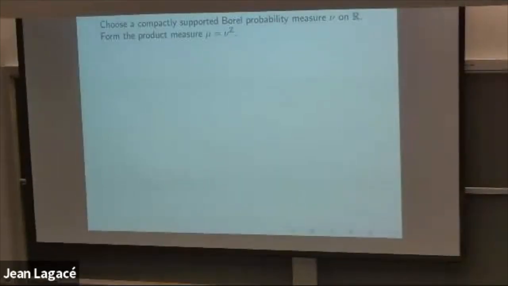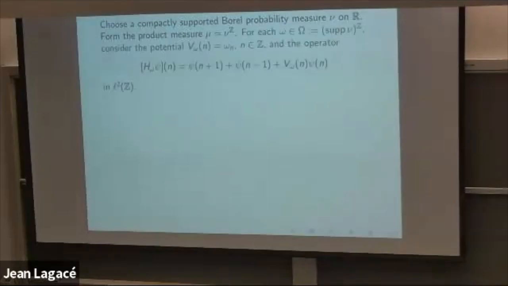If I want to get an IID sequence where each component comes from mu, I have to look at this product measure, mu to the Z. This will be a measure on the sequence space, sequences with values in the support of mu. These bi-infinite sequences with values in the support of mu, I want to consider as potentials for Schrödinger operators, right? I'm sure you've seen all these things before. So this potential V_omega I put here, I put the discrete Laplacian in here, and I get an operator in L2 of Z. This is called the one-dimensional Anderson model.